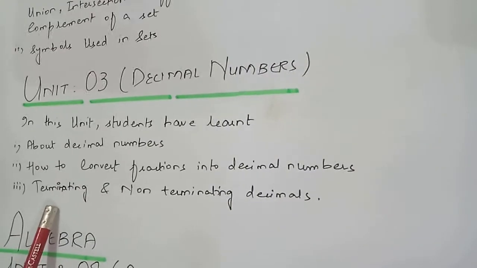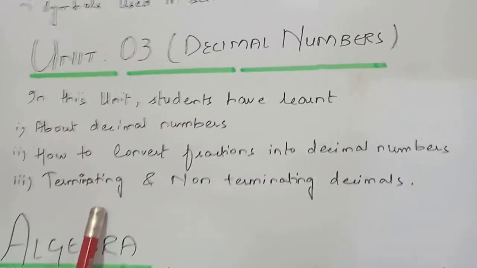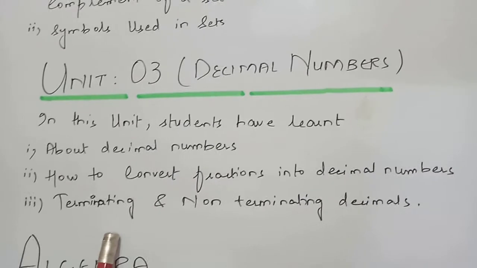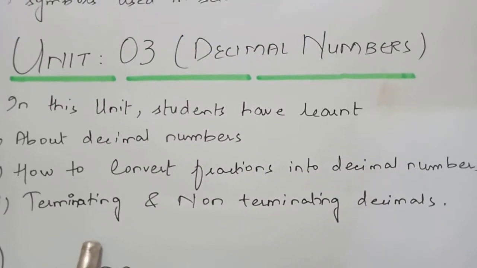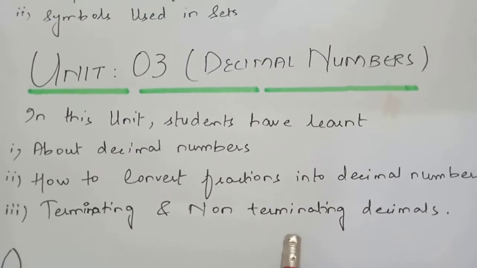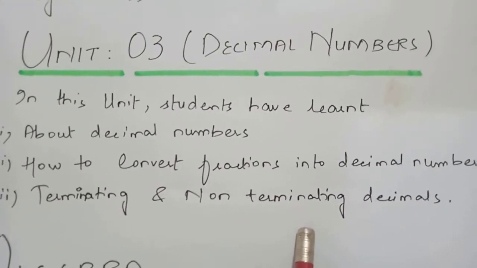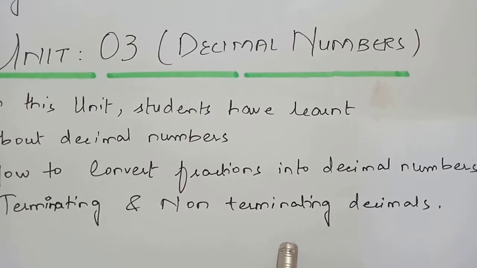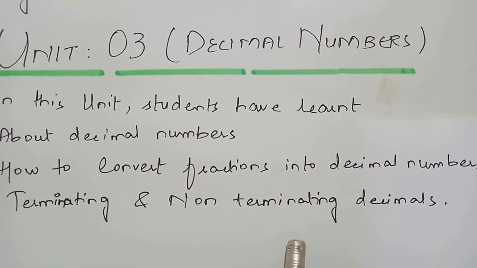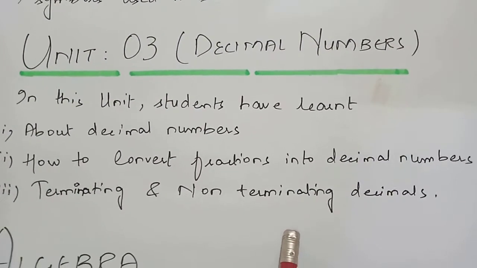Terminating decimals are decimals that have a finite number of digits after the decimal point. Decimal numbers with an infinite number of digits after the decimal point are known as non-terminating decimal numbers.